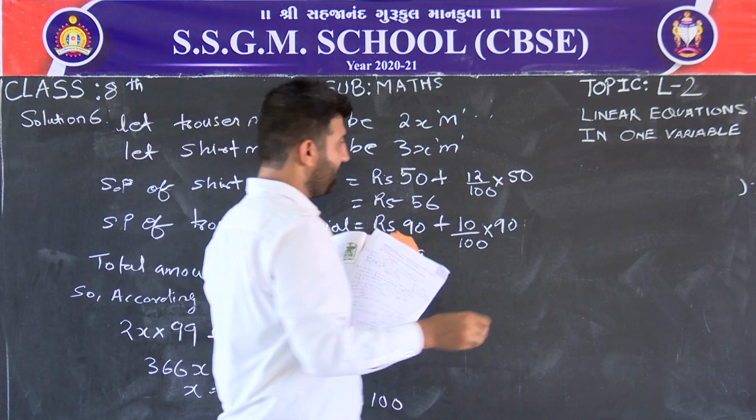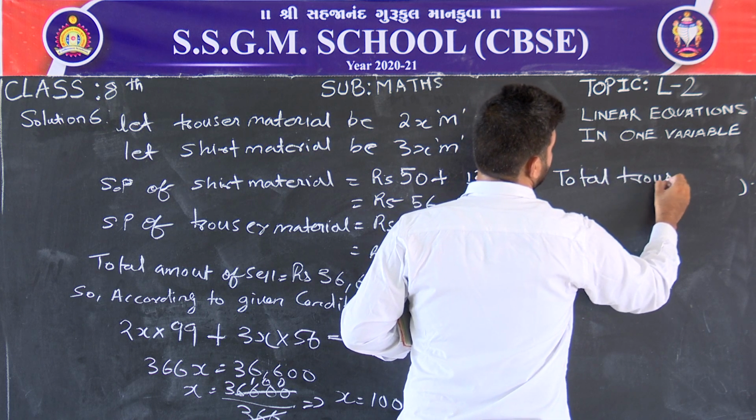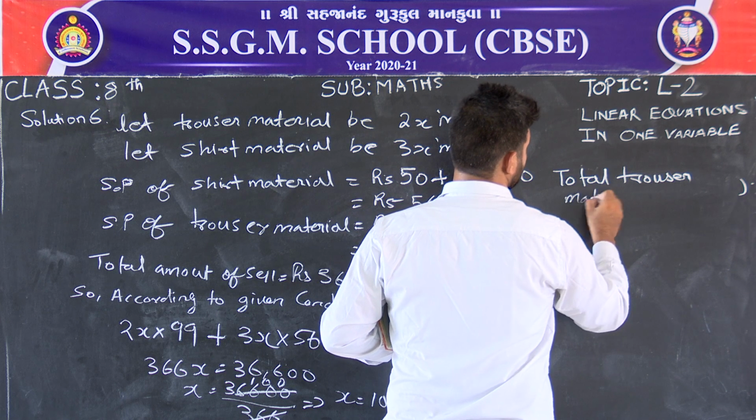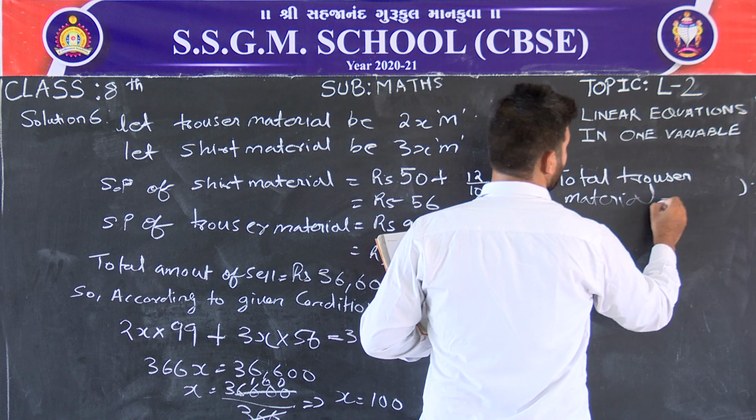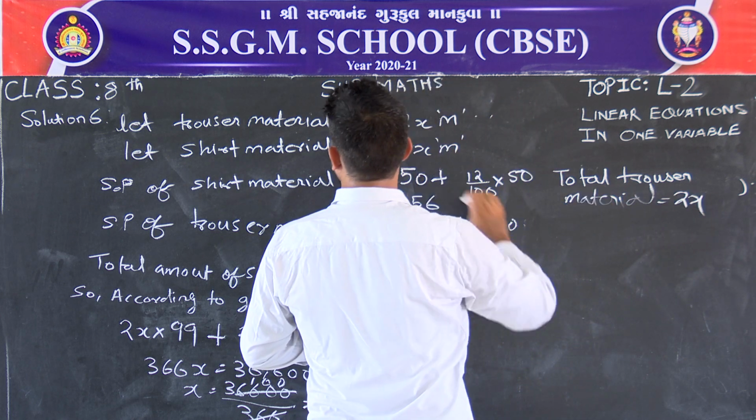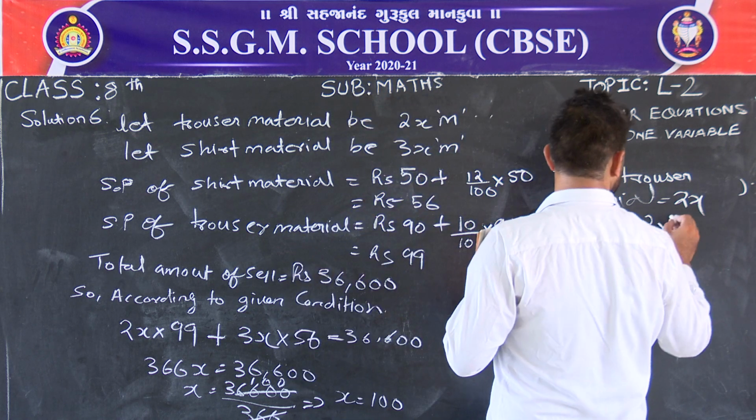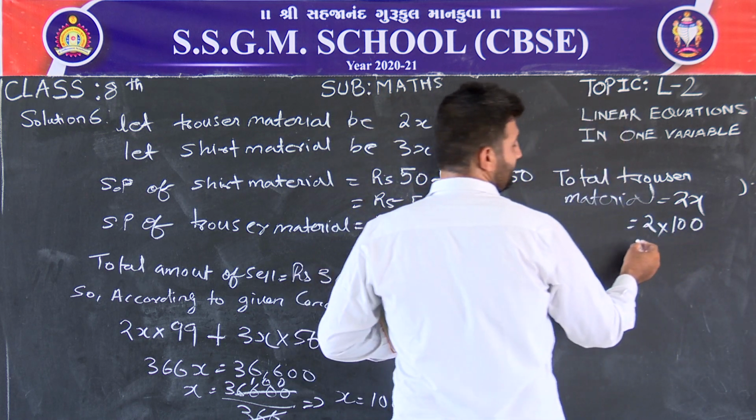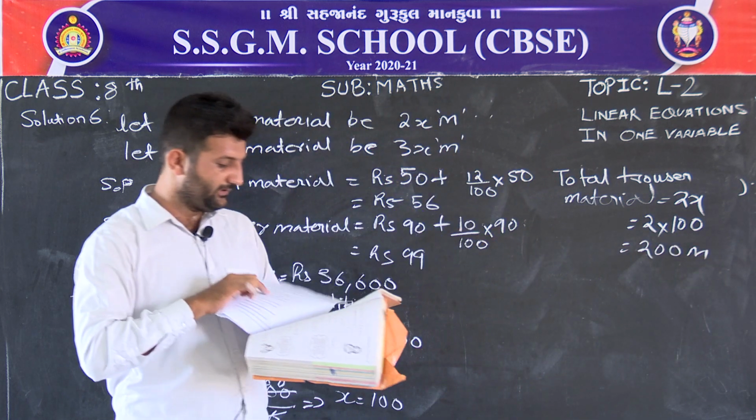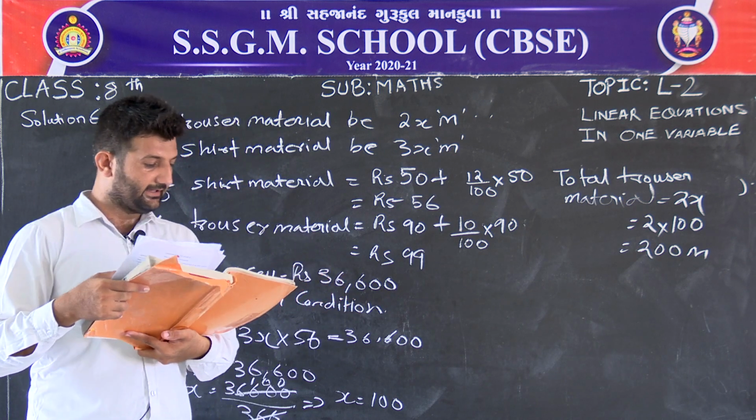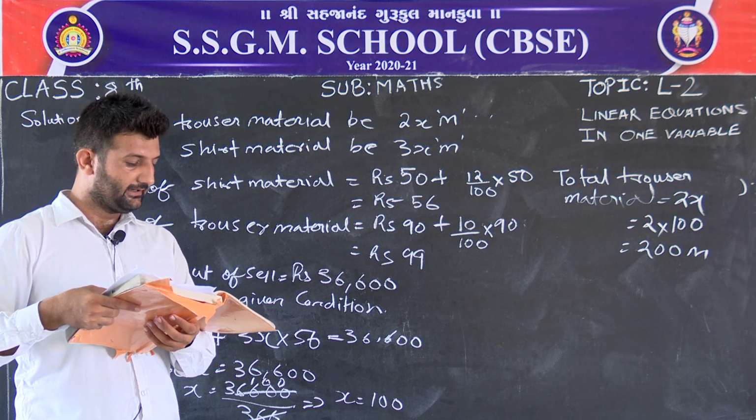So total trouser material will be 2x. So 2 into x, here we found x is 100. So put it here, x is equal to 100. So it will become 200 meter. So here we complete question number 7 of exercise 2.4. Next question, question number 8.